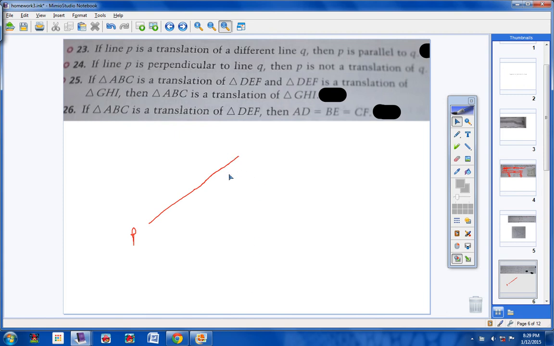So students, listen, okay? Look, because this line here, it says, has to be a different line, and we're going to call this line Q, okay?